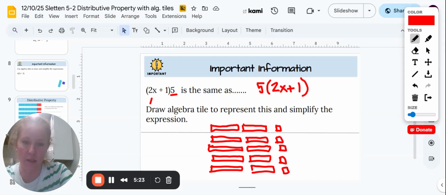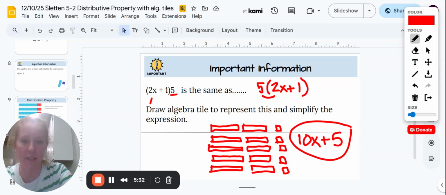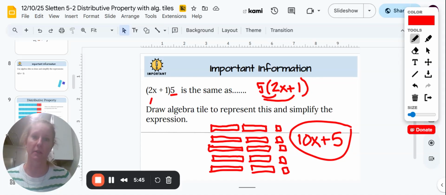So let's see how many x's we have. 2, 4, 6, 8, 10 x's plus 1, 2, 3, 4, 5 ones. I'm hoping you're starting to see the pattern. Where does that 10x come from? Where does the 5 come from? If you're taking 5 groups of everything in the parentheses, you're taking 5 groups of the first thing and 5 groups of the second thing as well. Just like when we were ordering multiple meals from the burger place.